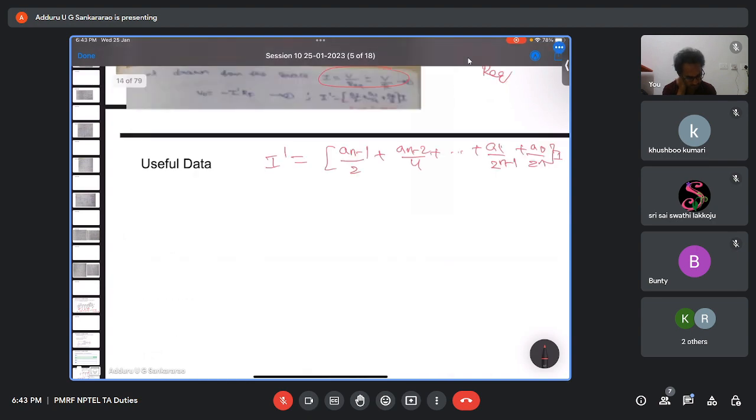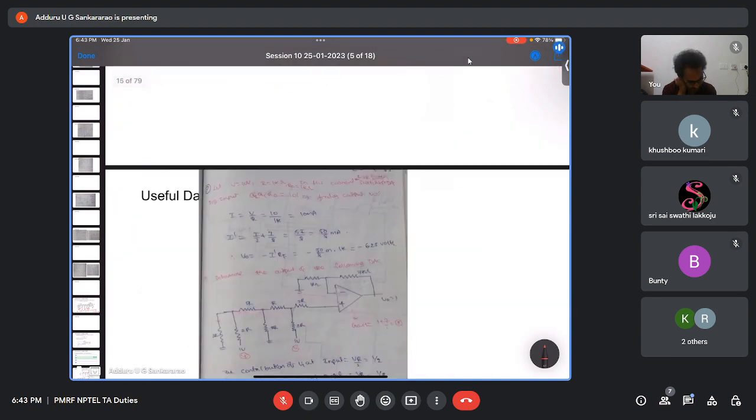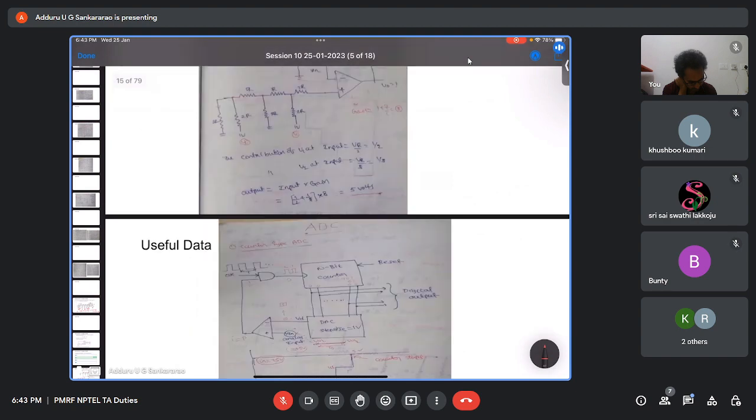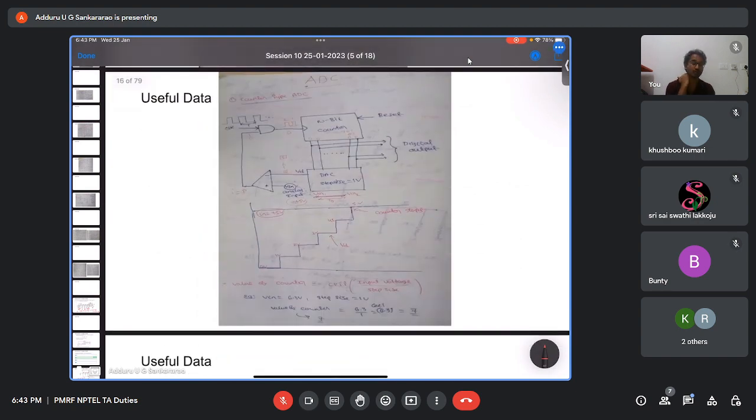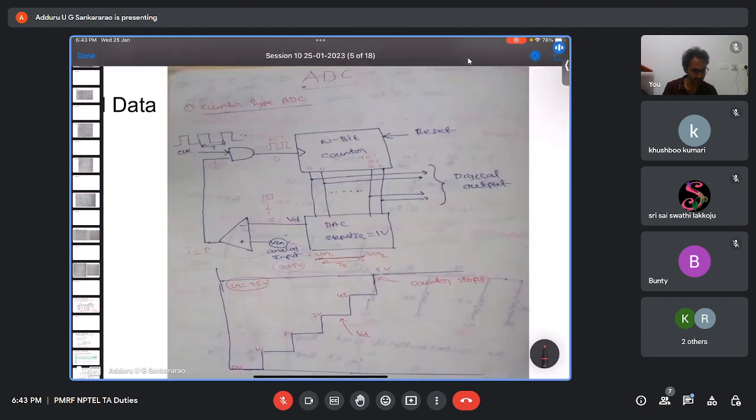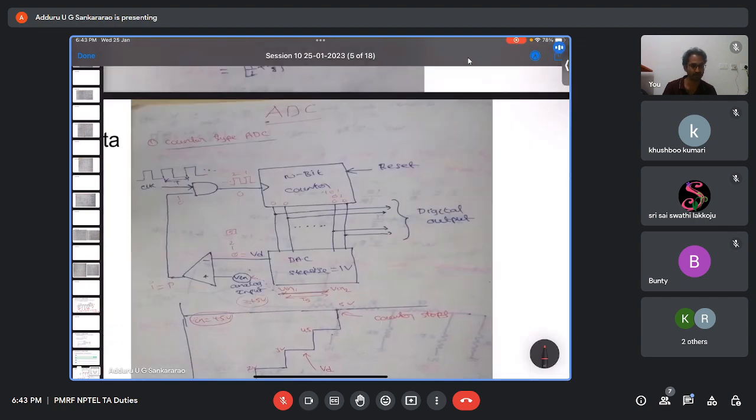Then we will see about analog to digital converters. So far we have seen about DACs, right? Digital to analog converters, which take a digital input and give analog output. Now we will see about analog to digital converter. So what is the input to analog to digital converter? Actually, you will have an input signal, then it is sampled, then quantized. That sample only will be given as input.